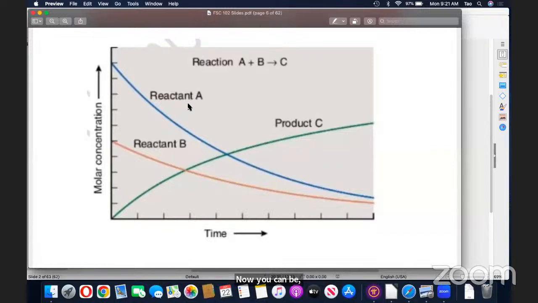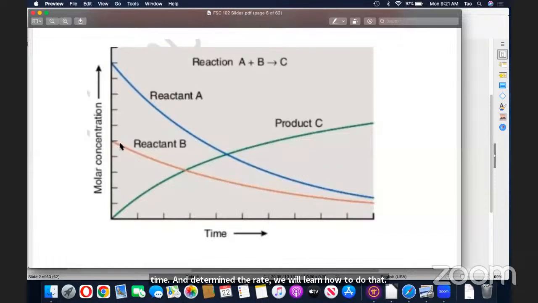You can use A to determine rate of reaction. You can use B to determine rate of reaction. You can also use C to determine rate of reaction. If you want to determine the rate of reaction, you just need to monitor what happens to the concentration of one of the reactants in the course of the reaction. We can just monitor the concentration of this A over time and determine the rate. We'll learn how to do that.